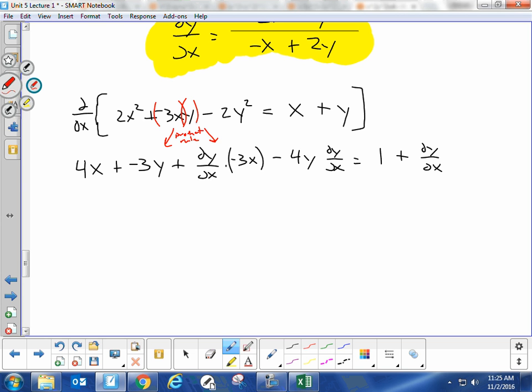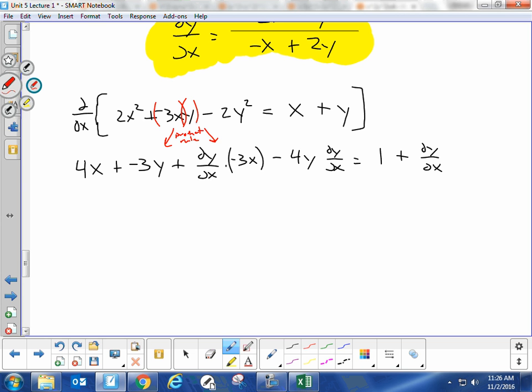Now, I have two dy/dx's on the left side. I have one on the right side. I'm going to move this one to be on the left side. If you move these two to be on the right side, that's fine. Your answer actually is going to be the same as my answer, just the opposite of everything, which ends up being the same thing. It's just multiplied the top and the bottom by negative 1.